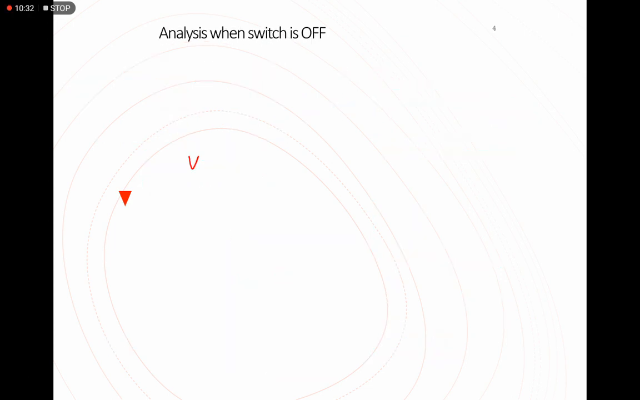Now we go to when your switch is off. This is when your diode will become forward biased. Let's draw the equivalent circuit again. So here, your switch is off.